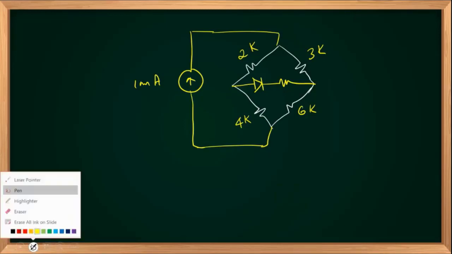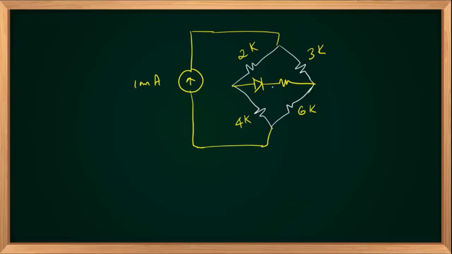You are asked to find out the current flowing through the diode, Ix, the current flowing through the 4K, Iy, and the current flowing through the 6K, Iz. And the value of resistance connected in series with the diode is 1 kilo ohm.